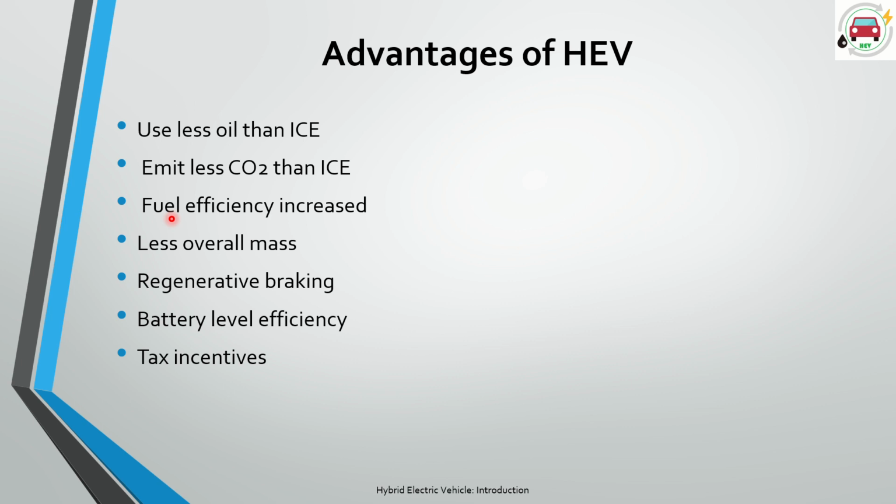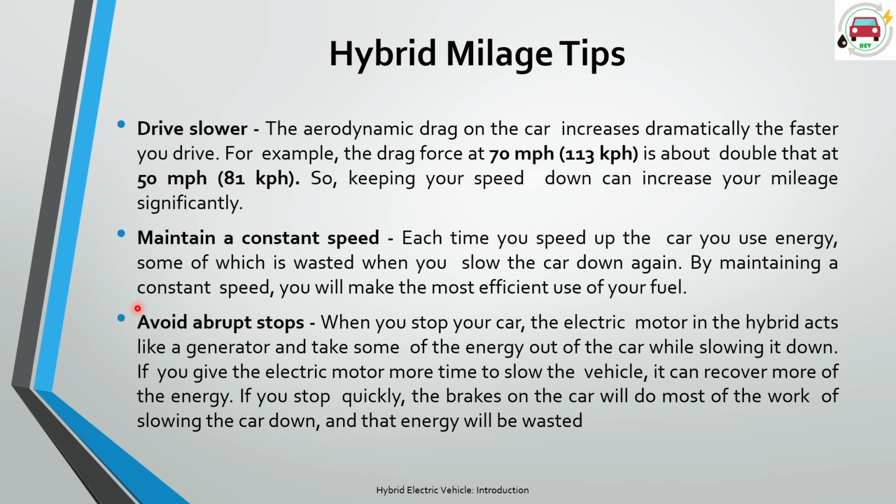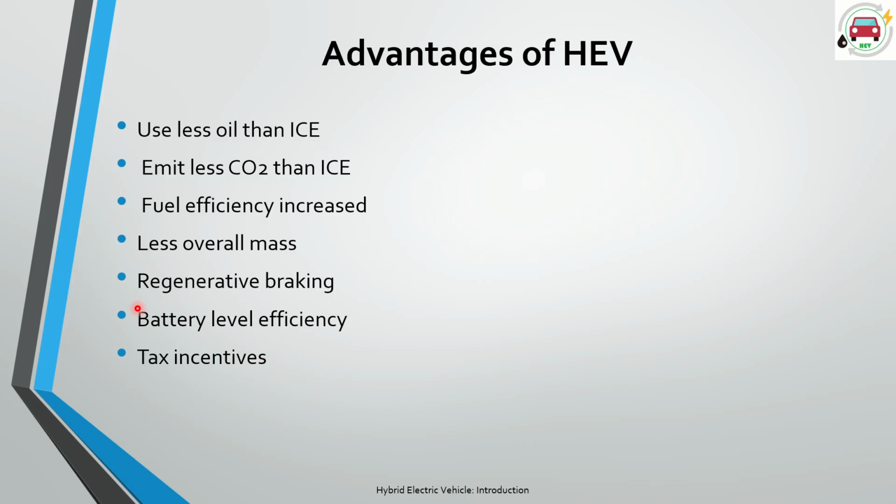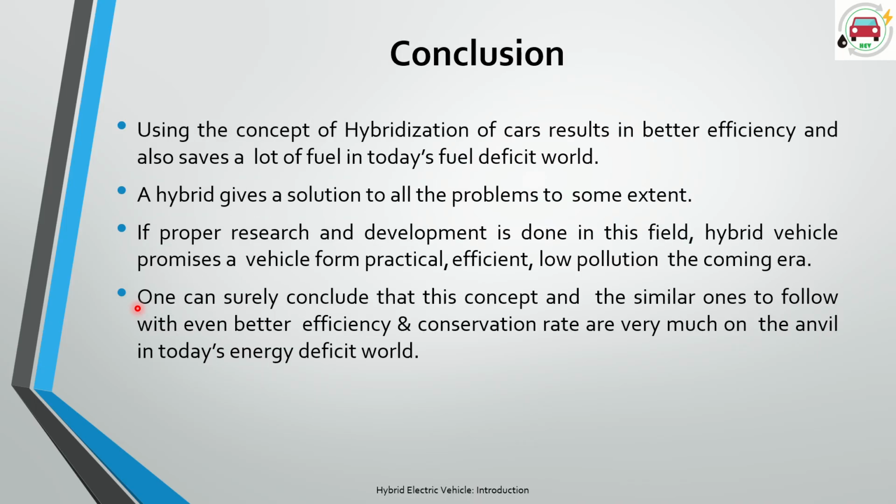Electric power sources involvement is taking not a bulky load. So if we are having the regenerative braking, it is again producing some of the power or returning the power, and it is giving high performance while starting and stopping the vehicle also. And we can also get battery level efficiency if we use these tips, that is slow driving, maintaining constant speed, and avoiding abrupt stops. Then we can even get the tax incentives.